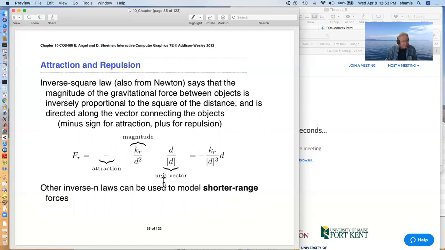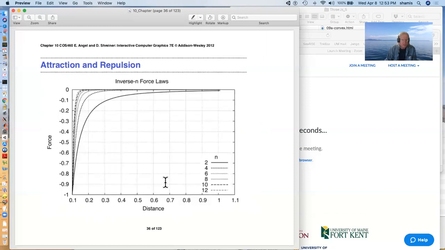There are other inverse N laws that model shorter range forces. We might use them for collisions. So here are inverse N laws. This is inverse square that falls off kind of slowly, but as N gets larger, it falls off more quickly. And so we can use a repulsive force like an N equal 8 that would be very, very weak out here, but when you got in close would suddenly get very hard to push away.